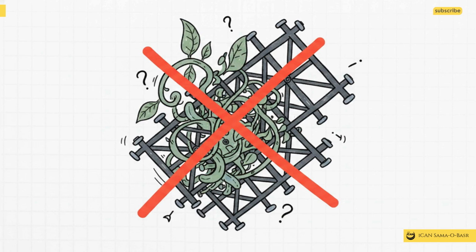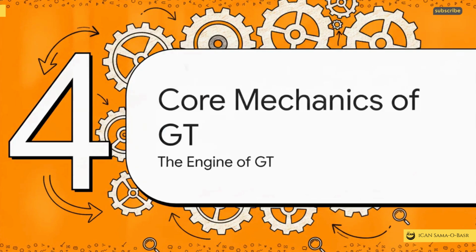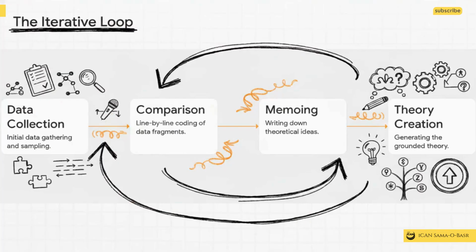Okay, so if a researcher successfully picks their path, how do they actually do the work? Let's find out in Section 4, Core mechanics of GT. Let's break down the engine of this methodology and see how it builds across 4 main steps. What makes this so fascinating is that it's a continuous, iterative loop.